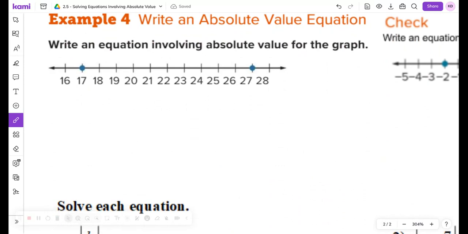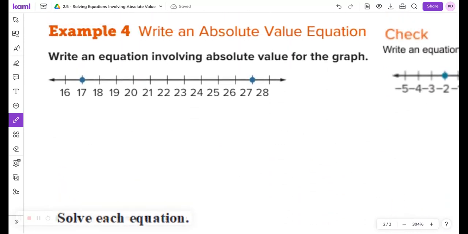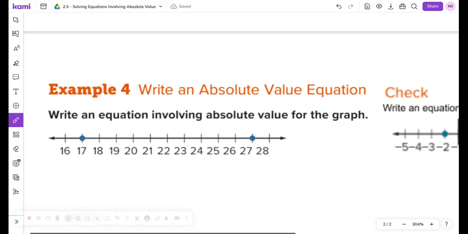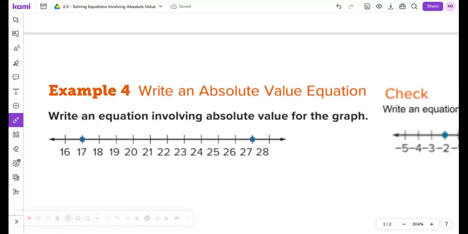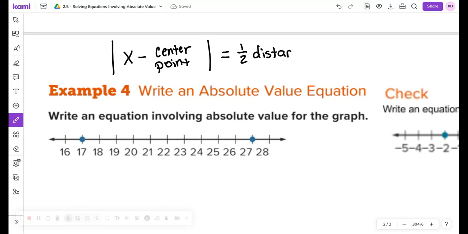Next, write an absolute value equation for these problems. For these problems, we're going to use a formula. We have the absolute value of x minus something is equal to something else. In this scenario, the absolute value of x minus my center point is going to be equal to half of my distance. Now I'm going to show you what that means.